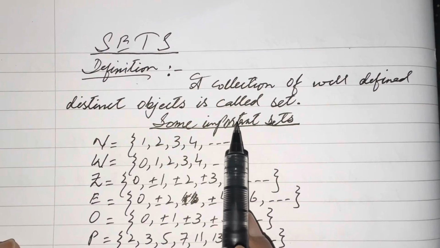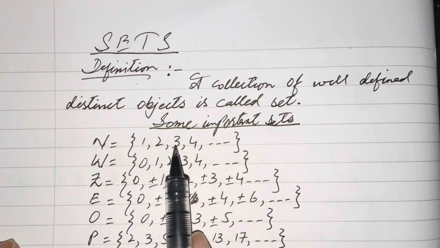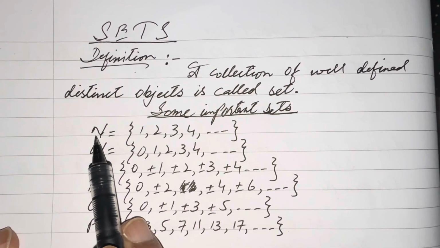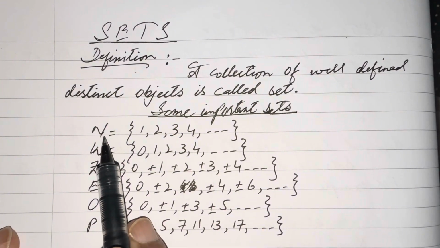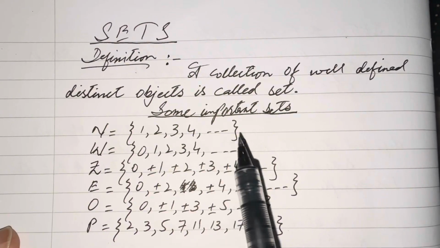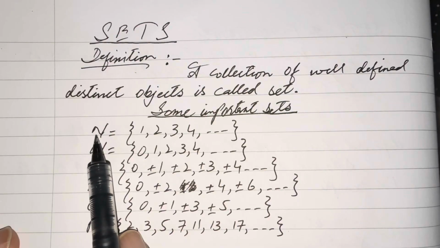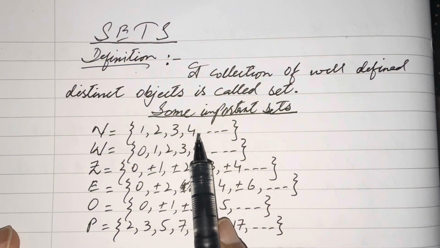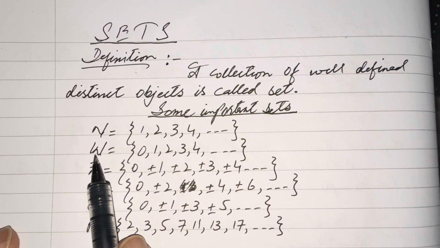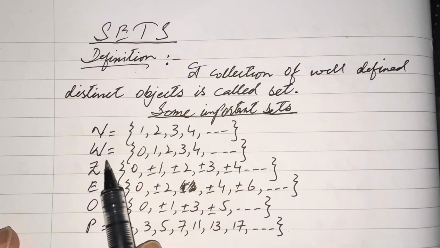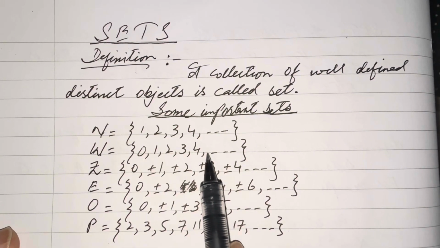We learned about some important sets in our previous lecture that I have already written in front of you. First, N for natural numbers, the set of natural numbers, which starts with 1, 2, 3, 4, 5, 6, 7, 8 and so on. The second set was W for whole numbers. If you add 0 to the natural numbers, they become the whole numbers. Whole numbers always start with 0, 1, 2, 3, 4 and so on.